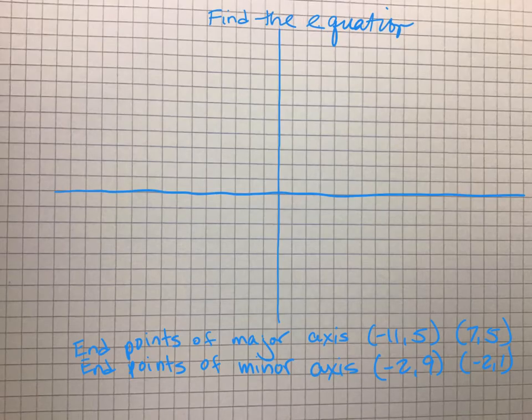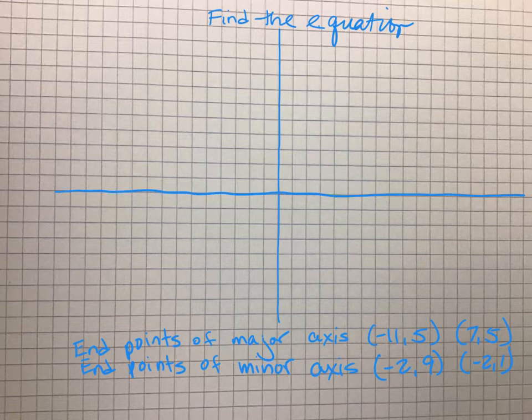So the first question we're going to go over is they're going to give us the endpoints of the major axis and the endpoints of the minor axis. So these are pretty easy. In order to write an equation, I need A, B, H, and K. But there's a C associated with the focus, so sometimes I need C, but I don't need C to write the equation.